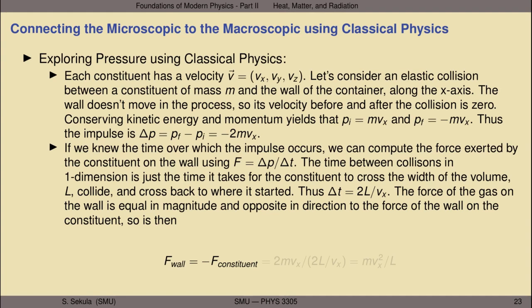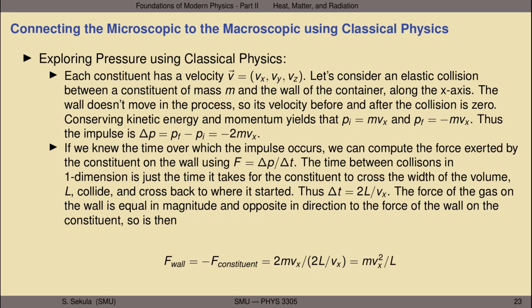Now, the force of the gas constituent acting on the wall will be equal in magnitude but opposite in direction to the force that the wall exerts on the constituent. The pressure is the force that the gas exerts on the container. What we've computed is the force that the gas molecule has experienced by being acted on by the wall. We can use Newton's third law to relate what we have to what we want. We want the force exerted on the wall by this constituent. We have the force exerted on the constituent by the wall, and they're related in Newton's third law by a minus sign. And if we plug in the force that the constituent experiences because of the wall, the minus signs cancel out, and we're just left with 2 times m times vx divided by the quantity 2L over vx.